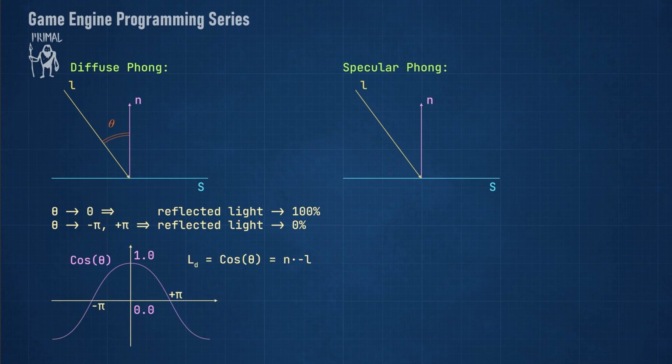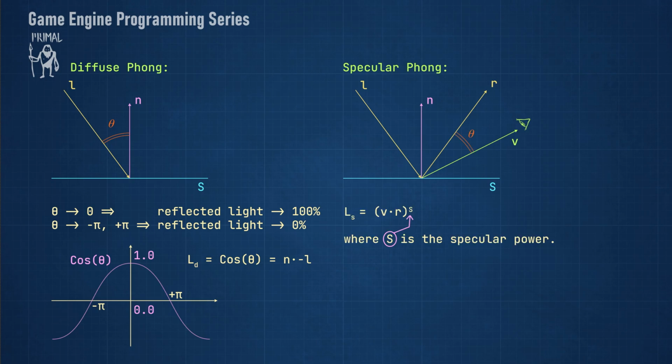For the specular part, we first need to reflect the light vector along the surface normal. Then we can create the same transition from theta equals 0 to theta equals plus or minus pi. This time, however, we're going to raise the resulting value to some power. We call this the specular power. The higher this value, the smaller the specular spot will be and the shinier the surface will look.